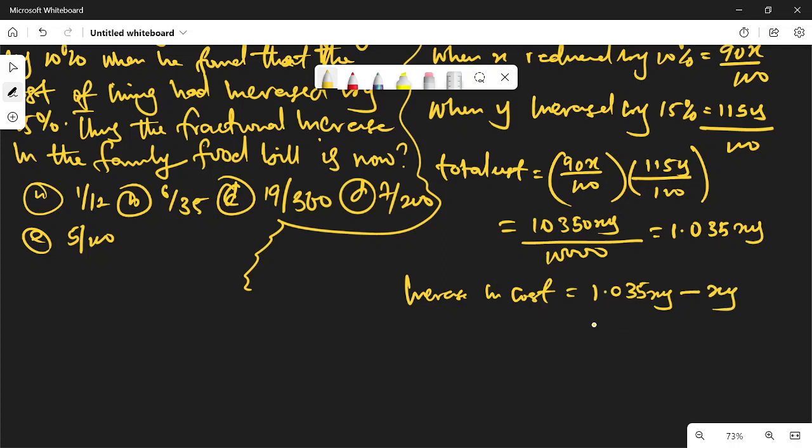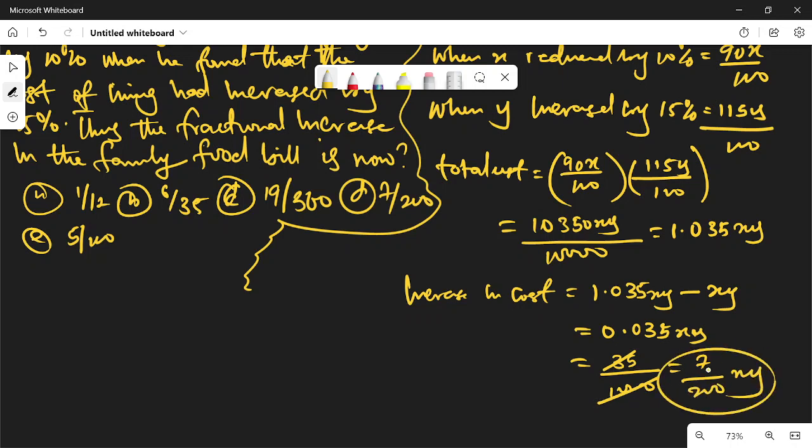So that will give us 0.035 XY, which is 35 divided by 1000. 5 can go into 35 seven times and into 1000 two hundred times. So the increase is going to be 7 all over 200. So that will be the right answer. Option D is the correct answer to the question. I hope everybody understands this.